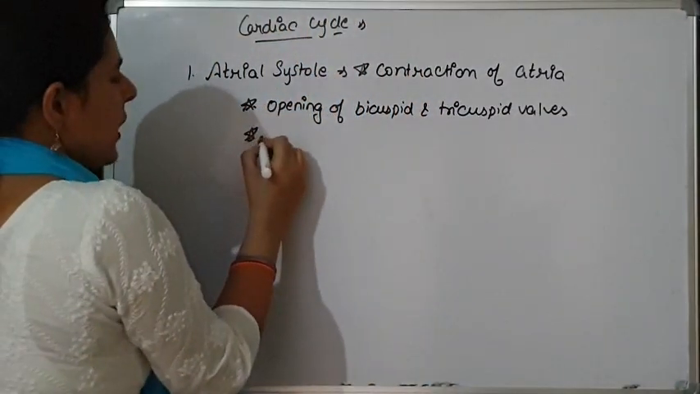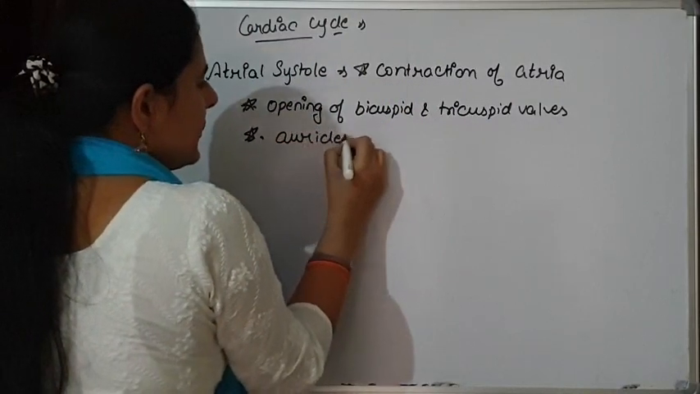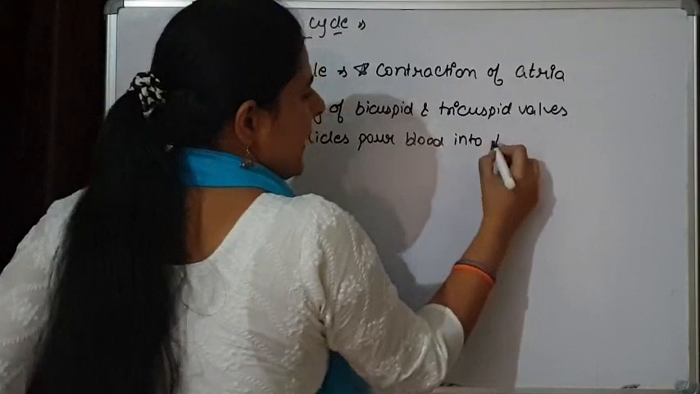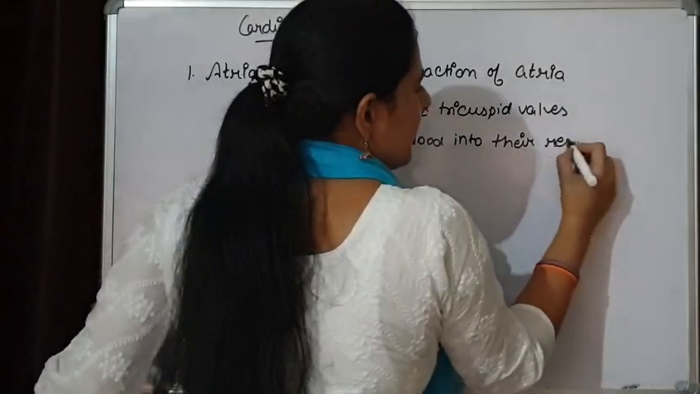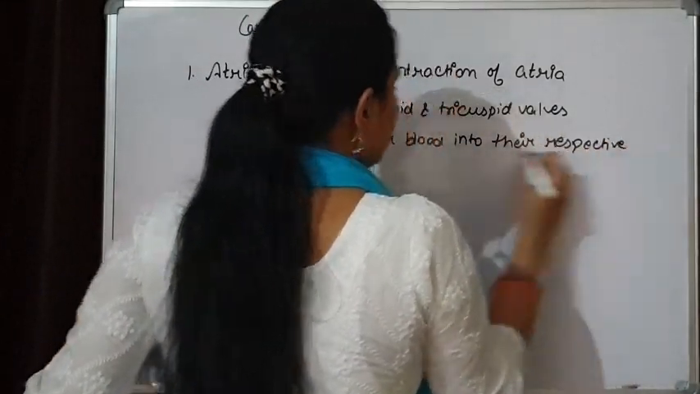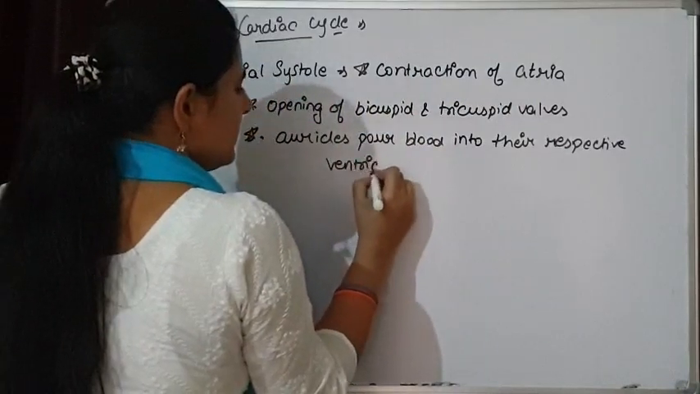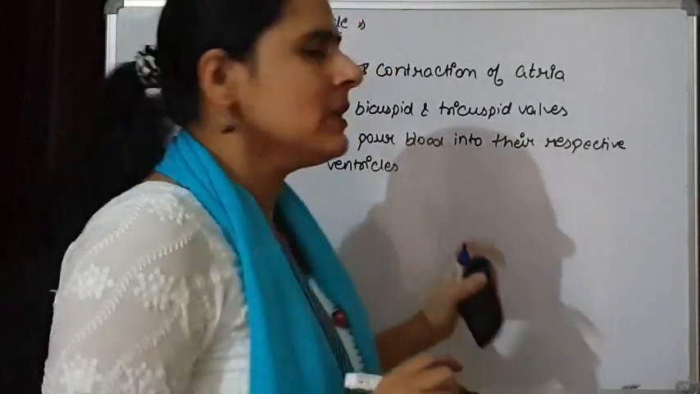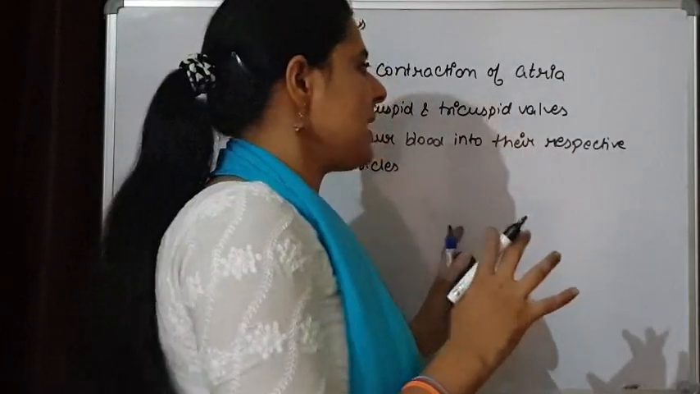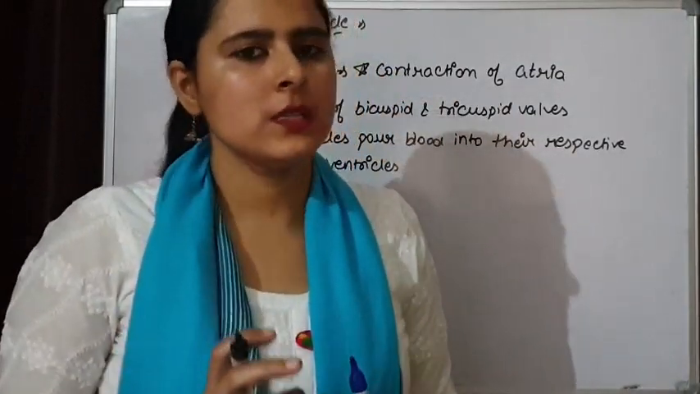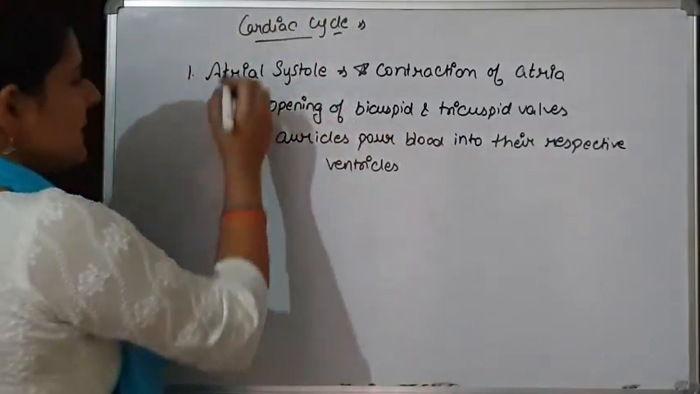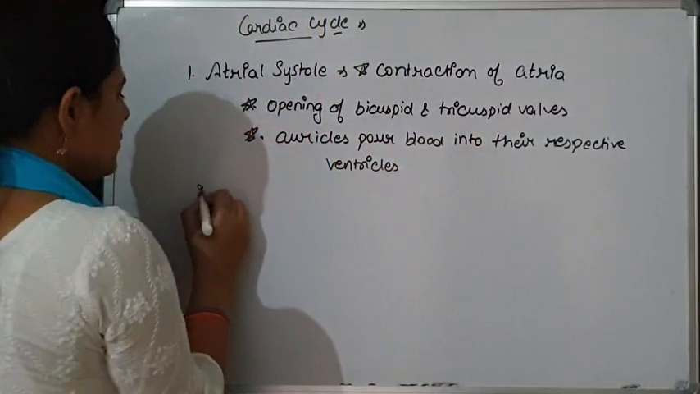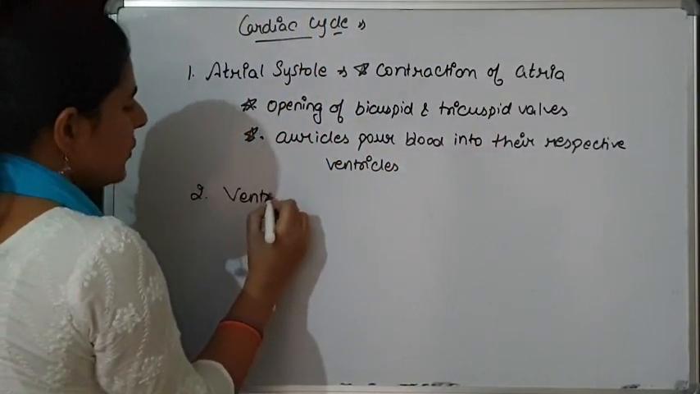So the auricles pour blood into their respective ventricles. This is what happens during atrial systole, and it lasts for almost 0.1 second. The second stage of our cardiac cycle is ventricular systole.